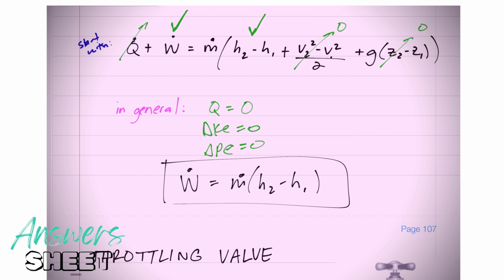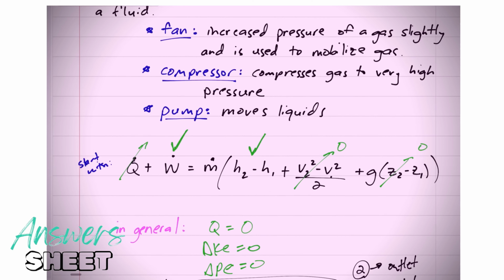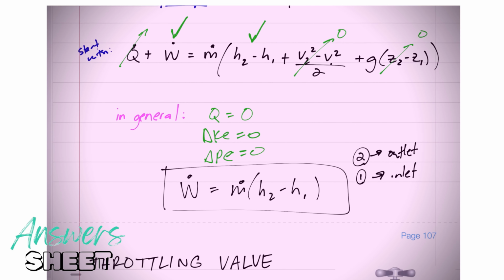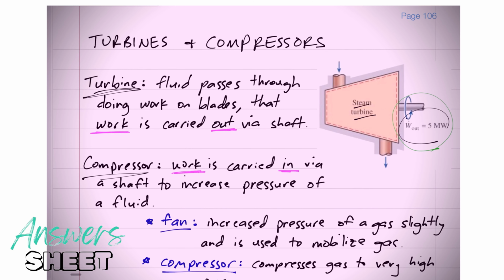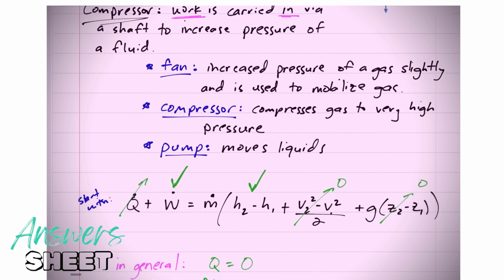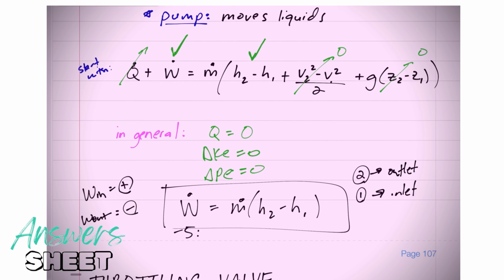So a few things to think about. 2 is always outlet. 1 is always inlet, whether we are looking at a turbine or a compressor. And remember how I do these. Work in is positive, work out is negative. So if this was a steam turbine, this work coming out, I would plug in -5. It'd be -5 megawatts on the left-hand side equals m dot delta h, and so I could figure out that delta H. All right. So remember, 2s are outlets, 1s are inlets, and work in is positive, work out is negative.